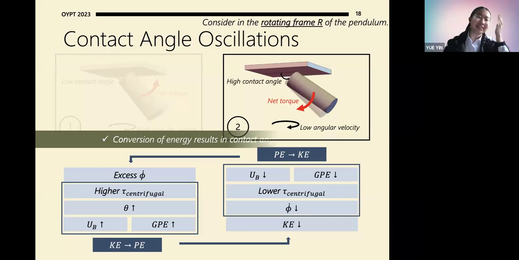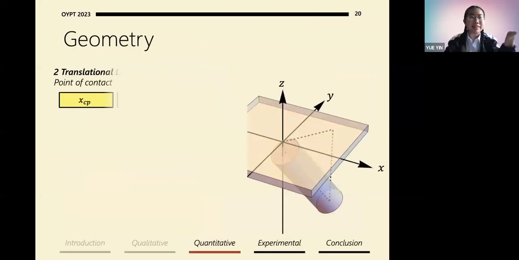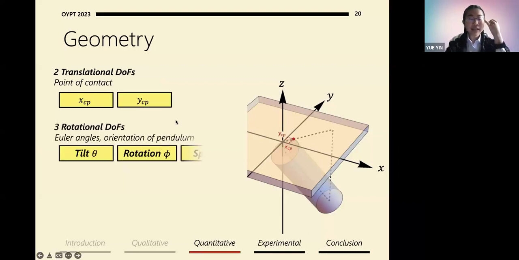Now, moving on to a quantitative model, now that we have a better idea of why this happens, how can we model it? We can begin by writing out the geometry. There are two translational degrees of freedom of the point of contact. You can think of it as the x and the y of this point that is touching the plate. And three rotational degrees of freedom, which would be the three Euler angles of the pendulum.